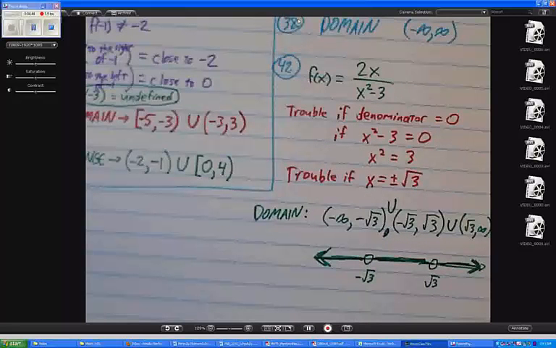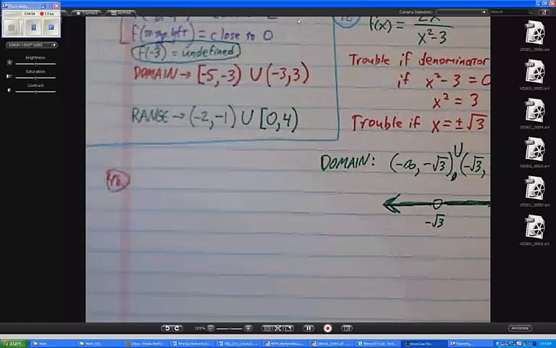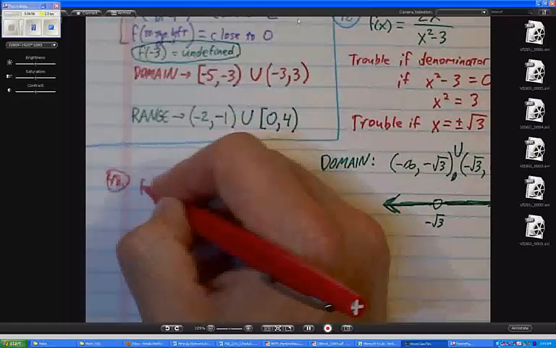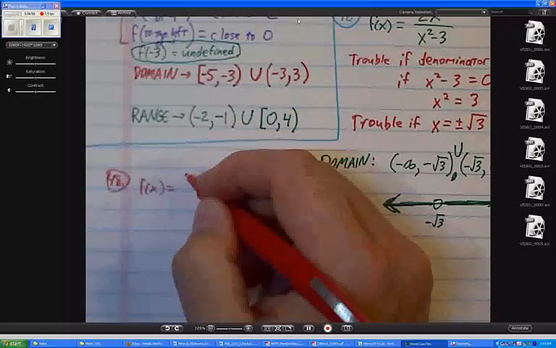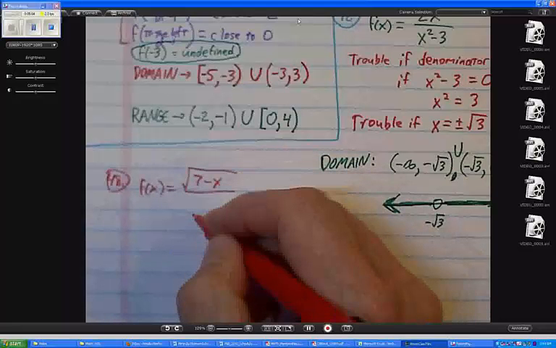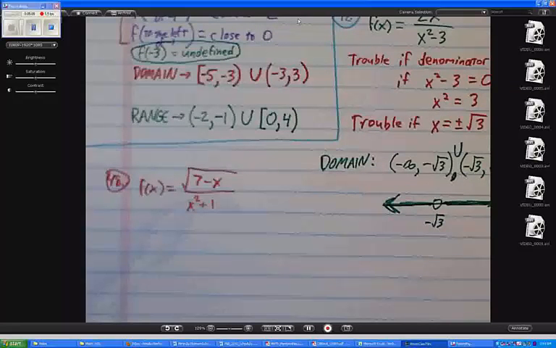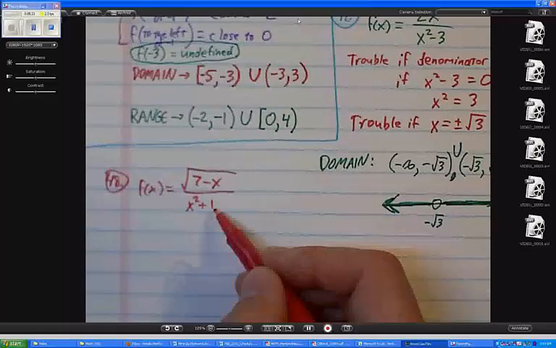So for example, something like 48 is a good example. I guess I'll finish with that. 48, you have f of x equals the square root of 7 minus x over x squared plus 1. Okay? Now, can you give me a number that would be a bad idea to put in for x? Go ahead. 8. You guys see why 8 is no good? The denominator's fine. Where's the problem?